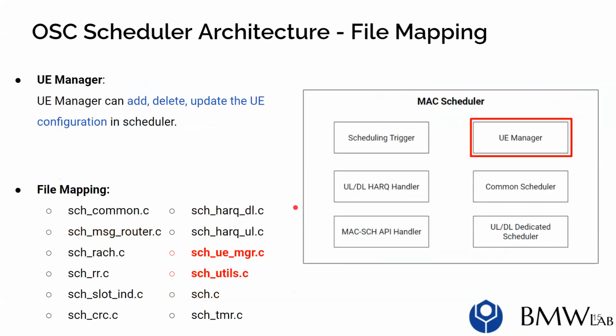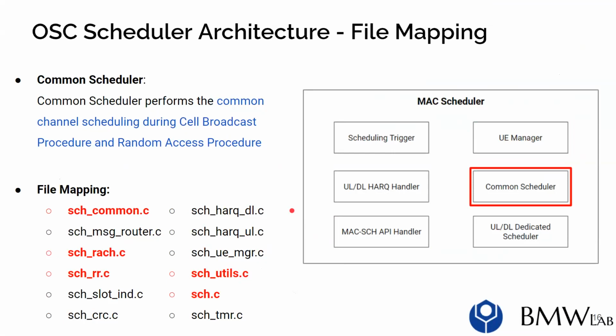Okay, another component is the UE manager. The UE manager means this component can add, delete, and update the UE configuration, but note that it's only in the scheduler. It means maybe the RRC connection will have a connection between the UE and maybe the CU, and then the CU will know the UE configuration. Then the CU will send the configuration to the scheduler. So this configuration is only used in the scheduler. It won't change the real RAN. Yeah. So it also has a file mapping.